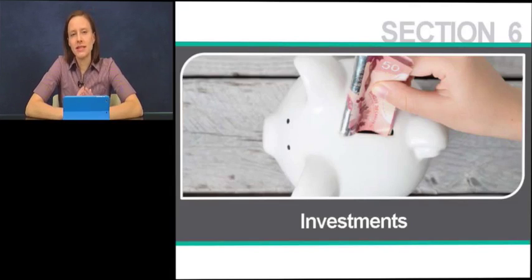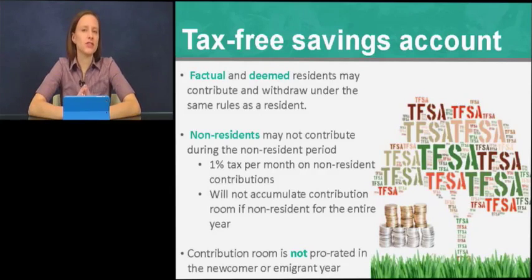So factual and deemed residents may contribute to a tax-free savings account under the same rule as a resident. It is very important to note that non-resident may not contribute to a TFSA. There is a penalty tax of 1% of the non-resident contribution for every full month those contributions remain in the TFSA. If you have contributed to the TFSA during the non-resident period, withdraw the amount corresponding to the non-resident contribution to stop the monthly 1% penalty tax.